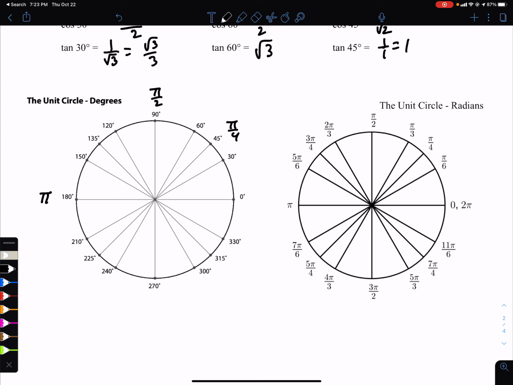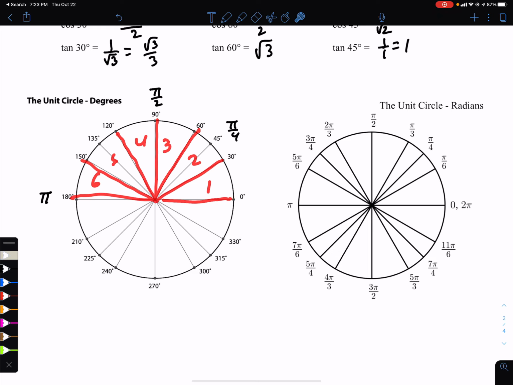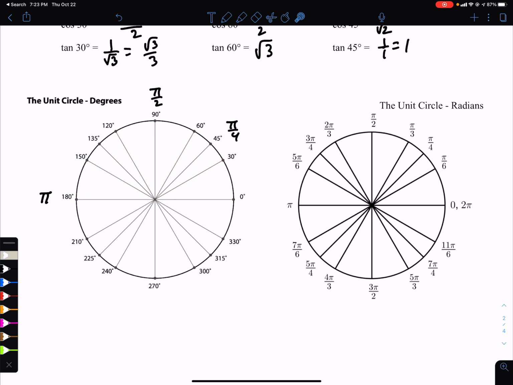And then let me do the other one. So how do you get 30 from 180? How many slices of pie do you have to make? So 30, 60, 90, 120, 150, 180. That's 1, 2, 3, 4, 5, 6 slices of pie. In other words, 180 divided by 6 gets you 30. So to get 30, you divide your 180 by 6. So to figure out the radians, you just take your pi and divide by 6. So that's quite easily pi over 6.